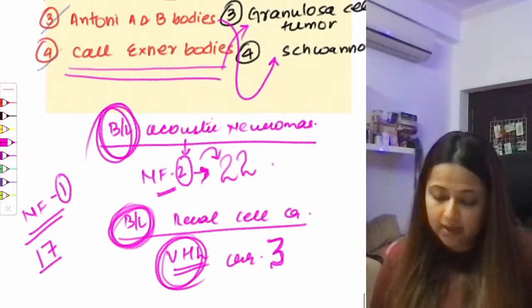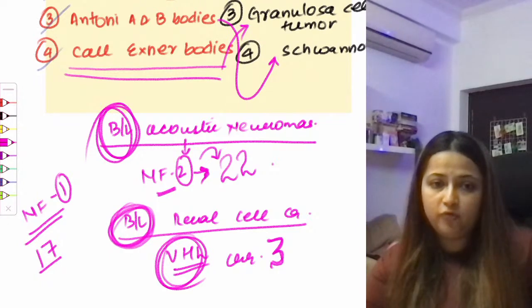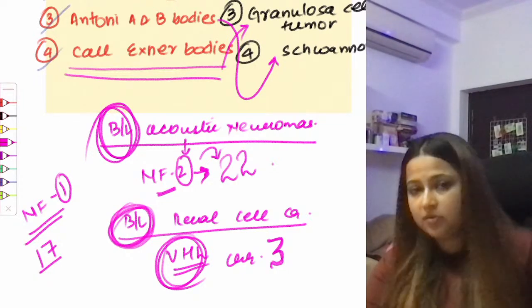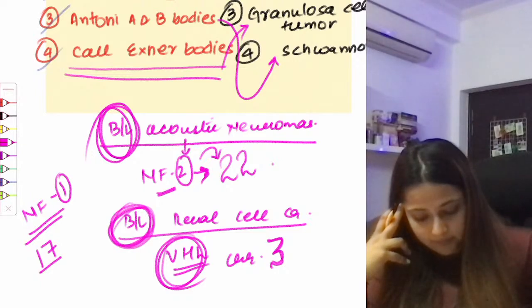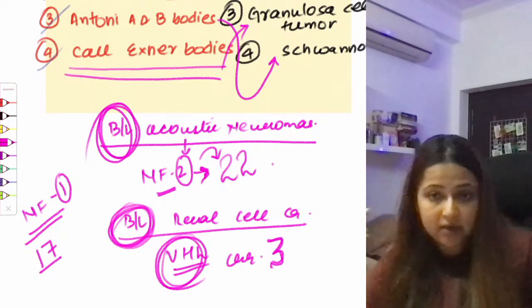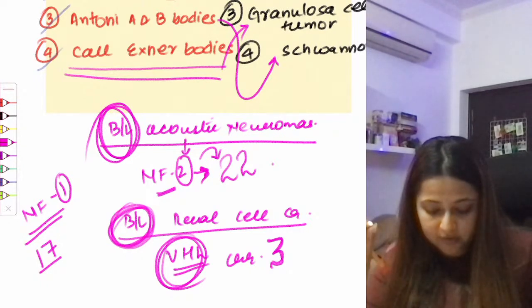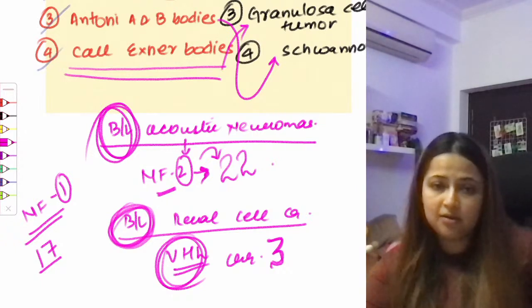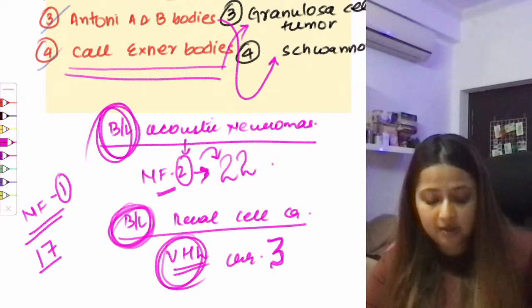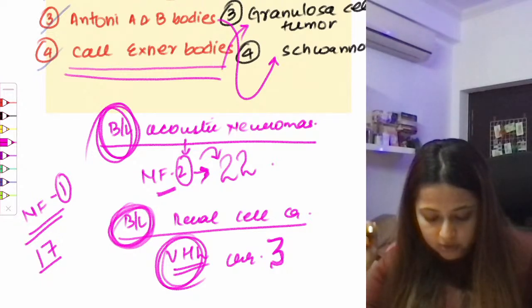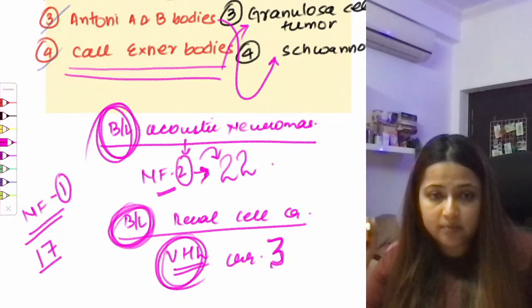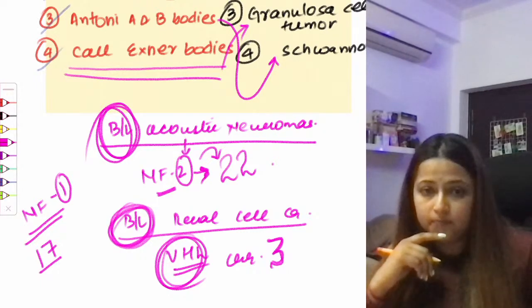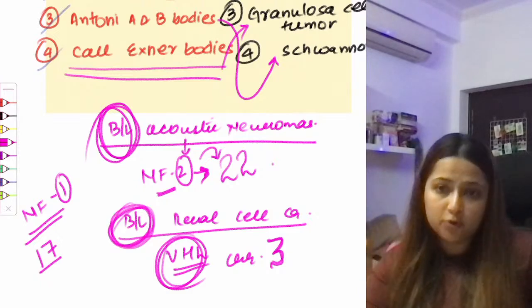And what is the characteristic finding in case of neurofibromatosis type 1? What would you see? Can anyone answer this question? So guys, mind it. Neurocutaneous syndromes, they are very, very high yield. Be it Sturge-Weber, tuberous sclerosis, or be it neurofibromatosis, they are very, very important. So in NF1, we are talking about the multiple neurofibromas. And know about the cafe au lait spots also.